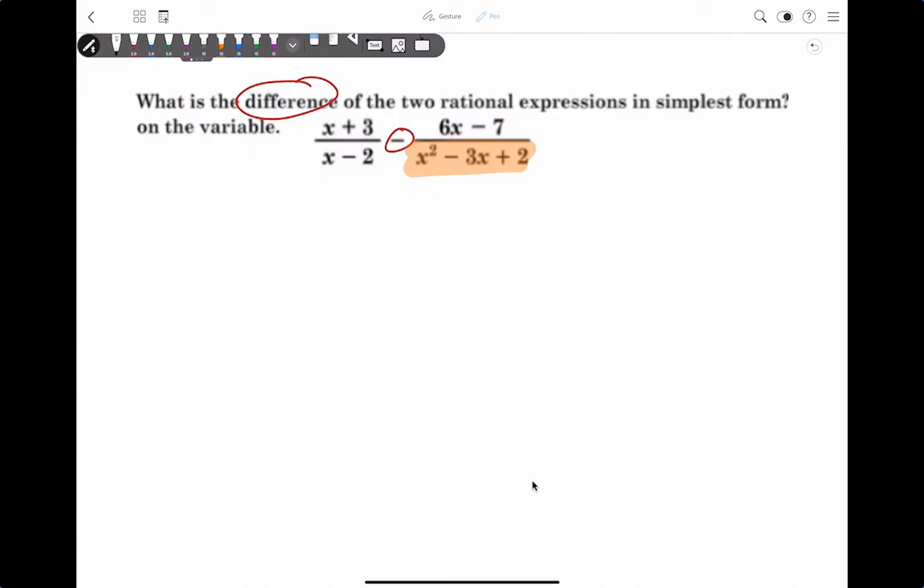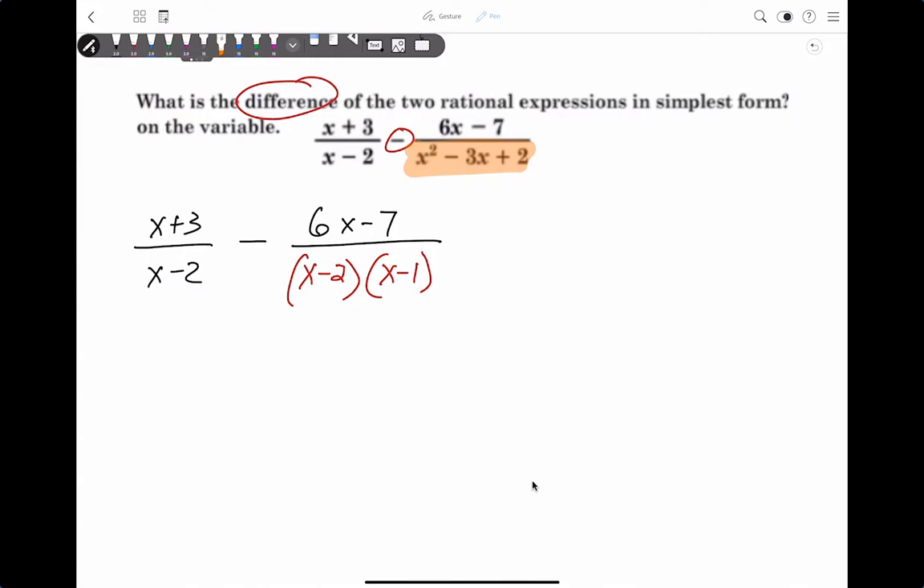Everything else is going to stay the same. (x + 3)/(x - 2) minus (6x - 7)/(let's see what this factors to) (x - 2)(x - 1). Now we immediately look at the denominators, and we see right now they're not common. So we are missing a piece right here that should be an x - 1.